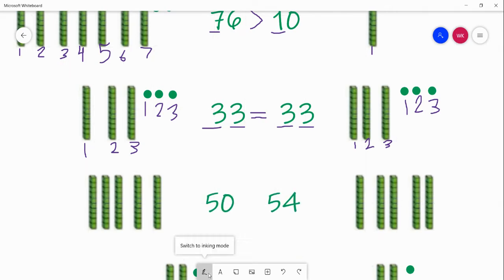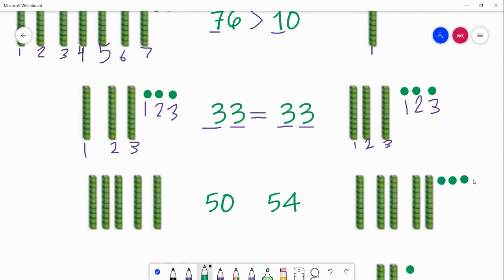All right, so we have 50 and 54. So we're going to go ahead and look at our tens place first, which is, we're going to count. We have 1, 2, 3, 4, 5 tens. And then we have 1, 2, 3, 4, 5 tens. Okay, so both of these numbers have 5 tens. So that means we do need to look at our ones place.